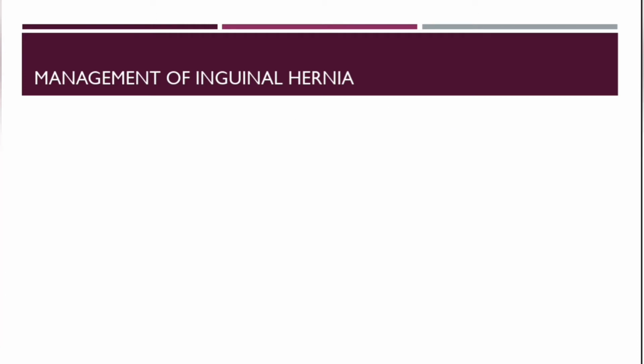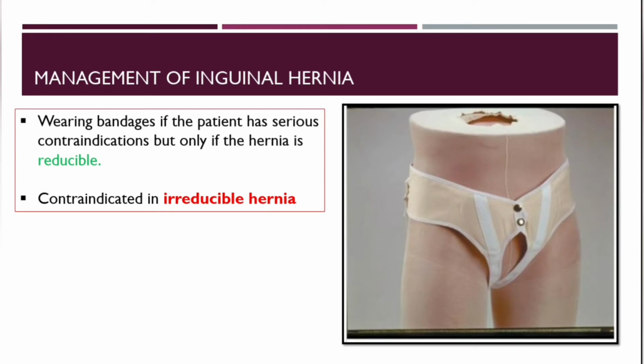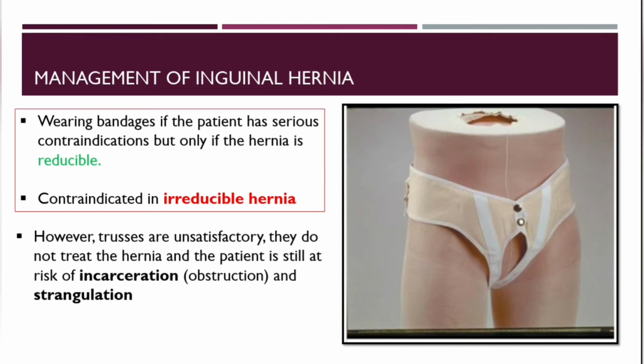Patients can choose to wear trusses or bandages, right? They are only prescribed if the hernia is reducible, right? This is contraindicated in irreducible hernia. However, these trusses are unsatisfactory in general. They do not treat the hernia, and the patient is still at risk of incarceration, that's obstruction and strangulation, right?